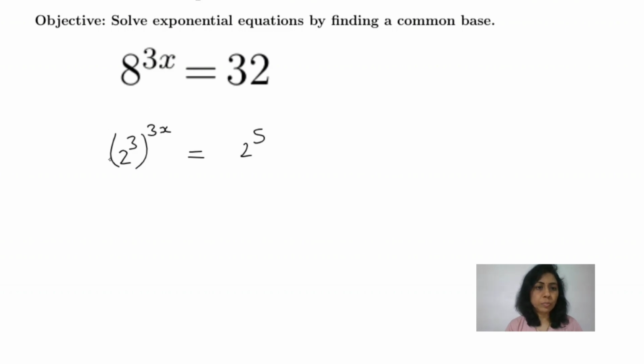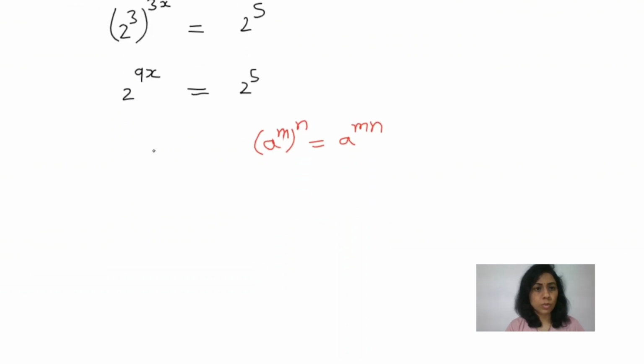use the exponent property, power to the power multiply, like a to the power m to the power n, so a to the power m multiplied by n. So this is 2 to the power 3 times 3x, which is 9x, is equal to 2 to the power 5. Here same base, common base. So exponents are equal. So 9x is equal to 5.